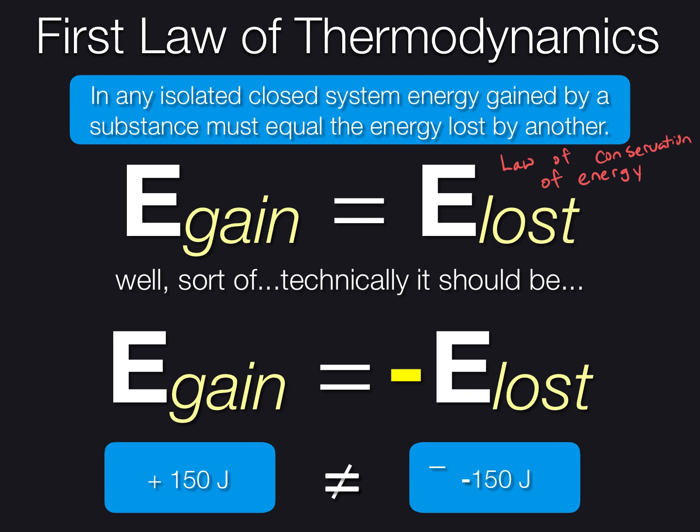But in order to reconcile this, we need to mess around with the signs a little bit. So instead of saying energy gained equals energy lost, we say energy gained equals negative energy lost, because it's lost by the system. So numerically speaking, the magnitude of these numbers is the same, but the sign has to flip. So if an object gains 150 joules of energy, then the surroundings have to lose 150 joules of energy. And that is the law of conservation of energy, or the first law of thermodynamics.